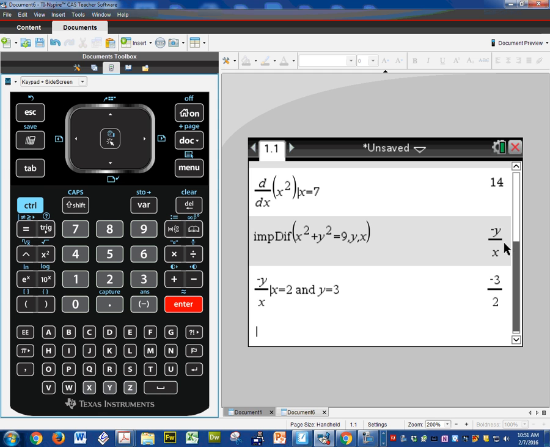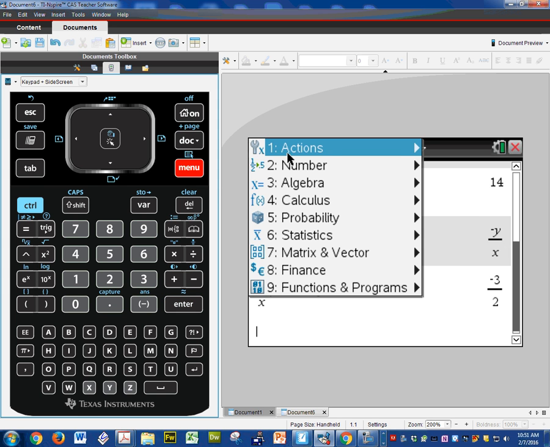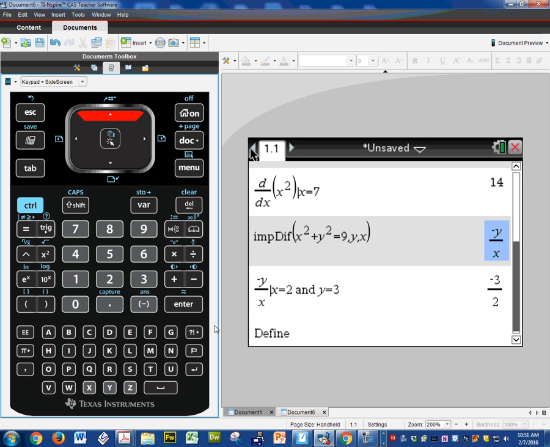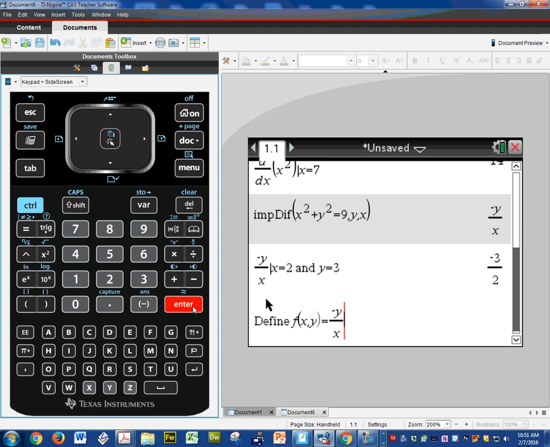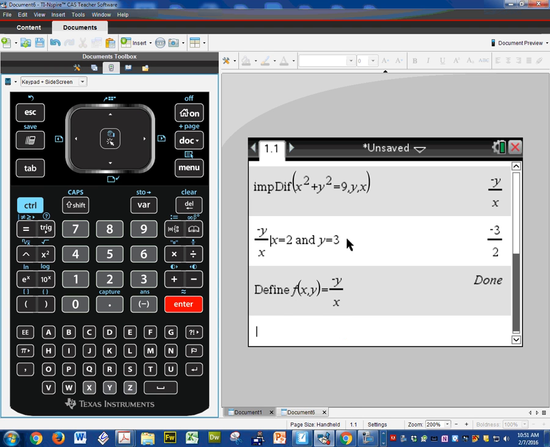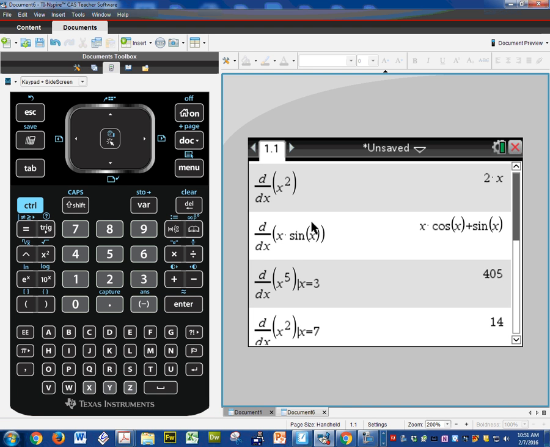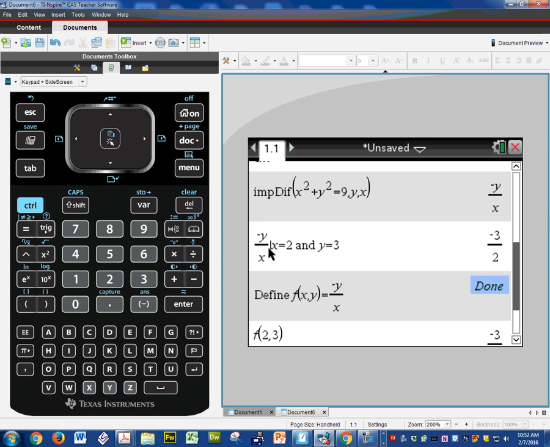I can also define it. So let's go to Menu, Actions, Define. I want to define this guy. Actually, let's type in f of x comma y equals, enter. So now, if I want to find the value at 2, 3, I should be able to just type in f of 2, comma 3. And I get the same value. So that's how to take the derivative of a function, product rule, evaluate at a point, both using the menu and actually typing in the evaluate yourself.